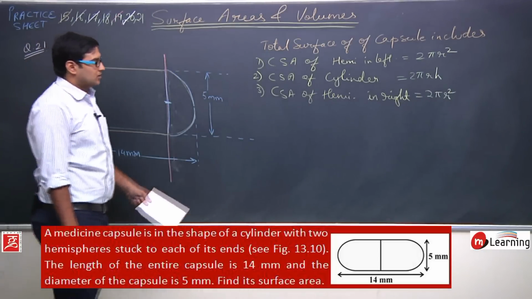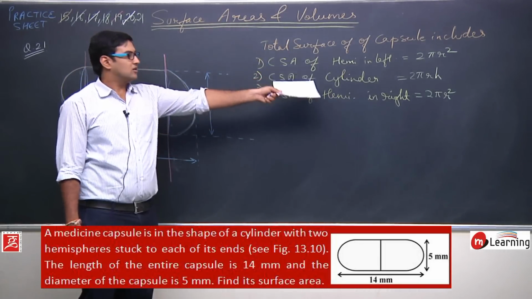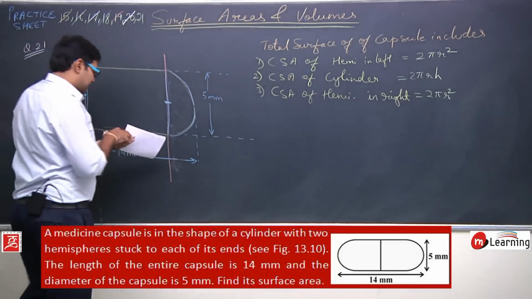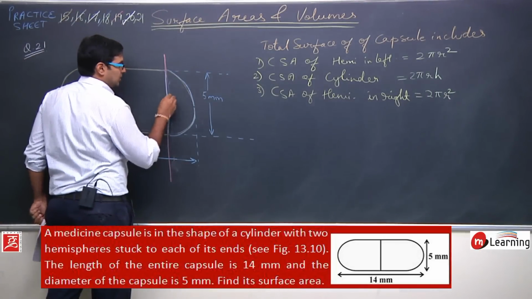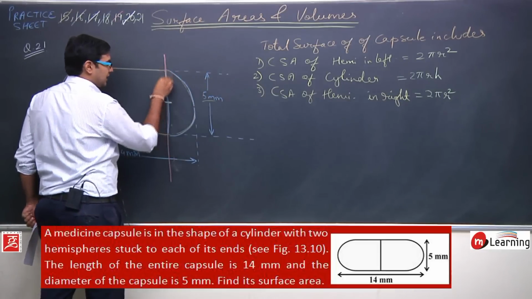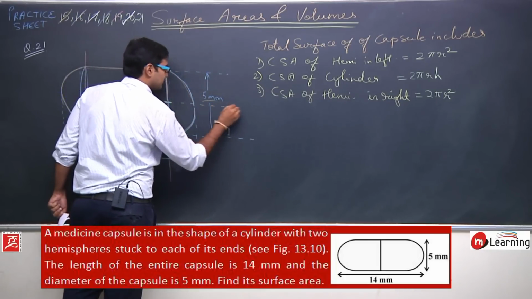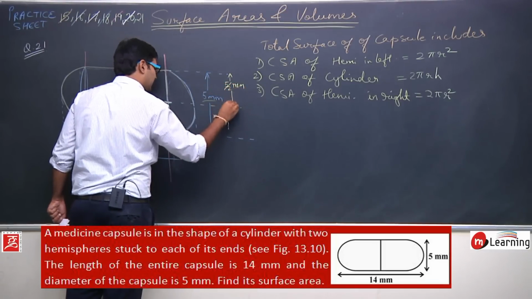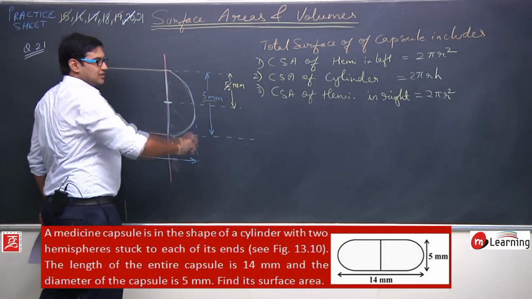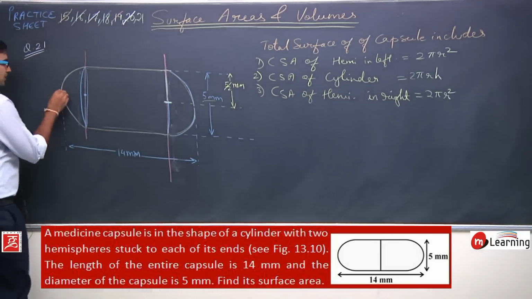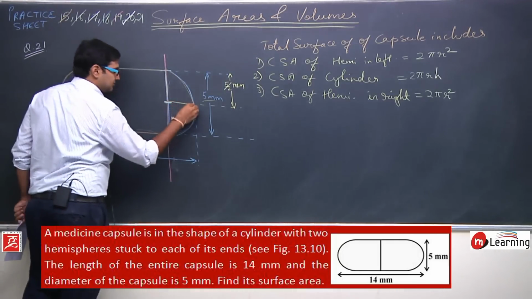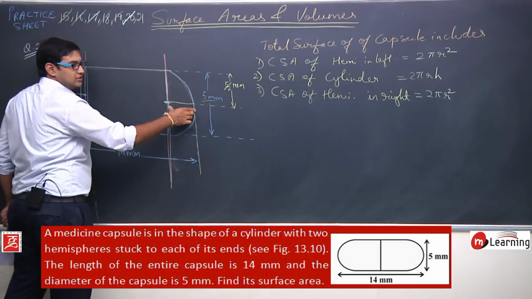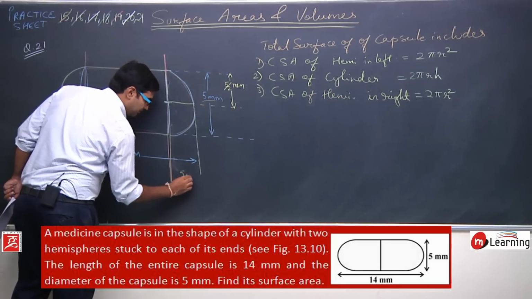Now moving further, for the curved surface area of the cylinder or hemisphere, I need the radius and height of the cylinder. So what is the radius of this cylinder? What is the radius of this capsule? This diameter is 5 mm, so the radius of this capsule is 5 by 2 mm. This is the radius of the capsule. Now further, at the two ends, since this is a hemisphere, the radius is 5 by 2 mm.